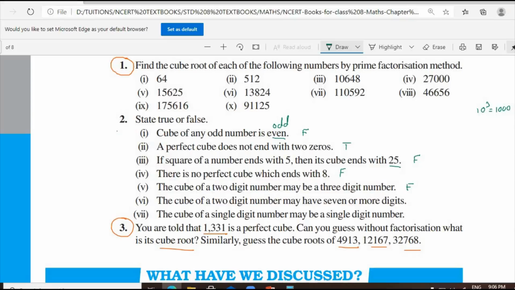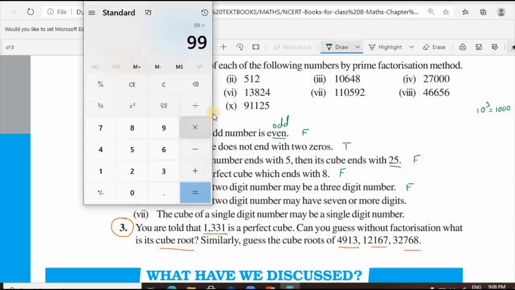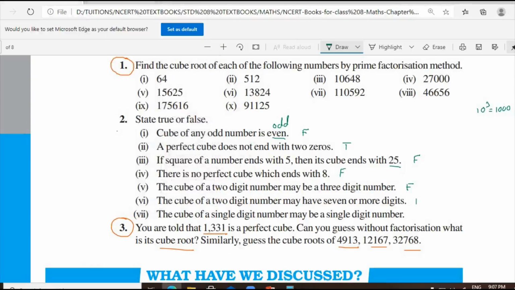The cube of a 2-digit number may have 7 or more digits. Okay, let's check. The greatest 2-digit number is 99. So let us find the cube of 99. 99 into 99 into 99 is 970,299. That's a 6-digit number, right? So it cannot be a 7-digit number. So the answer is false.